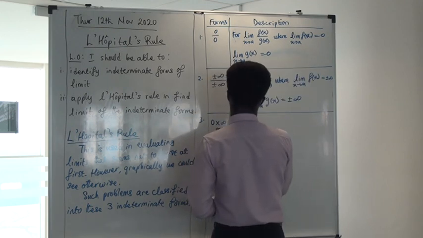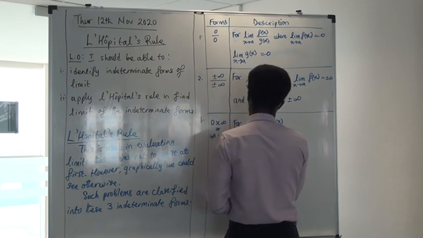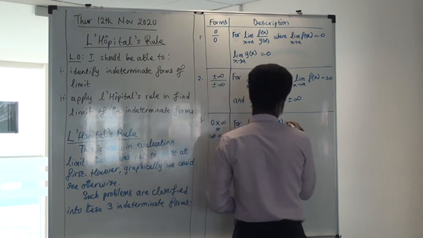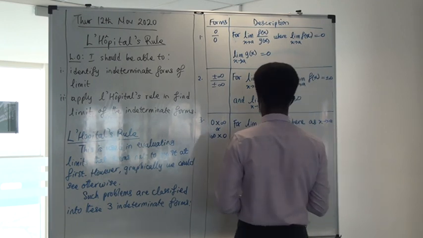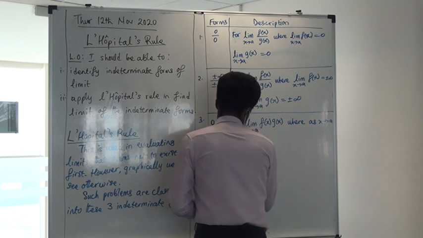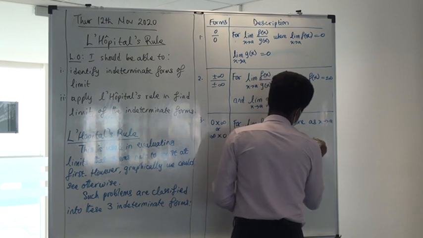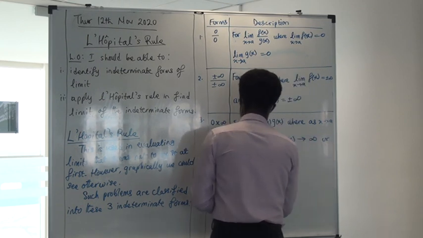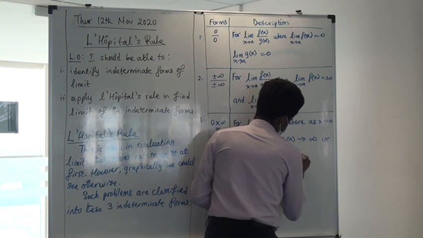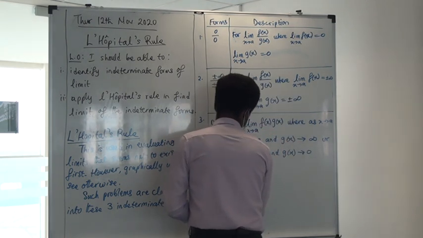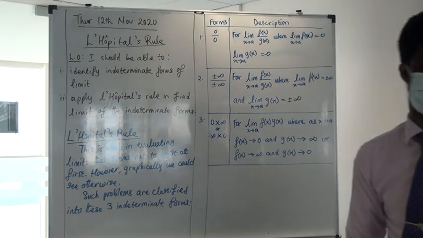This is for limit of products, where as x tends to a, f of x tends to 0 and g of x tends to infinity, or f of x tends to infinity and g of x tends to 0. So these are the three indeterminate forms that we can have.